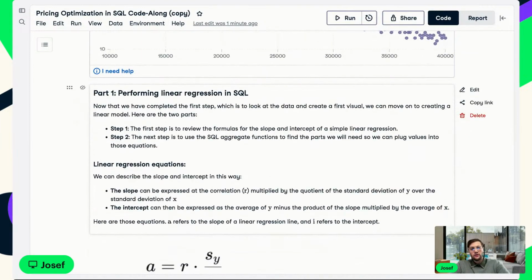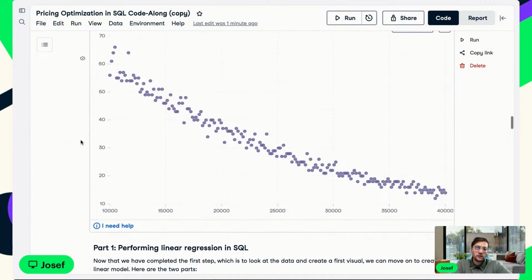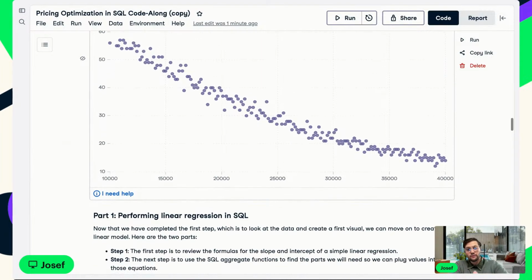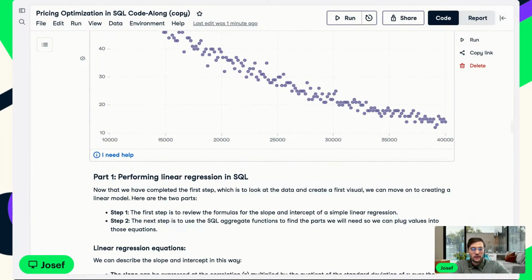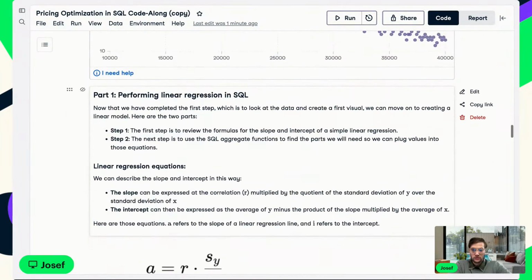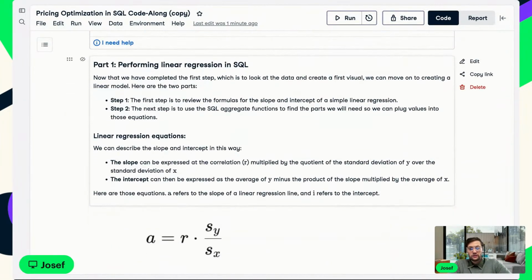Okay, so how do you perform linear regression in SQL? This is not a linear regression, to be clear. This is a scatter plot, but when you see a scatter plot, it often implies a linear regression in my head because you want to put a line through it. So, performing a linear regression in SQL.